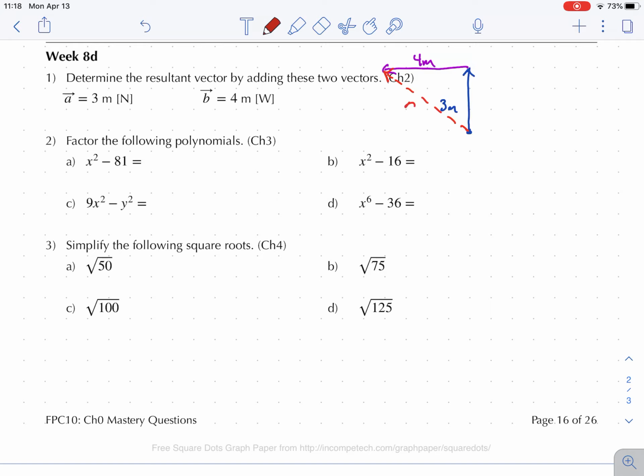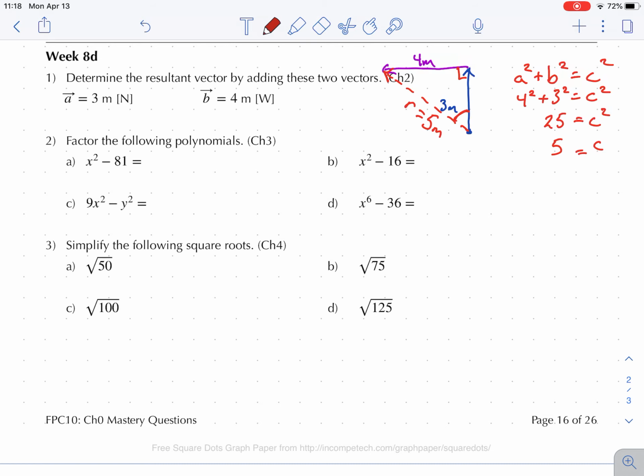All right, to figure out the size of our resultant vector, we use a squared plus b squared equals c squared. Pythagoras' theorem. We have 4 squared plus 3 squared equals c squared. 4 squared is 16. 3 squared is 9. So 25 is equal to c squared. So c has to equal 5. 5 meters is our resultant vector. You should be able to tell that is a 3, 4, 5 right triangle.